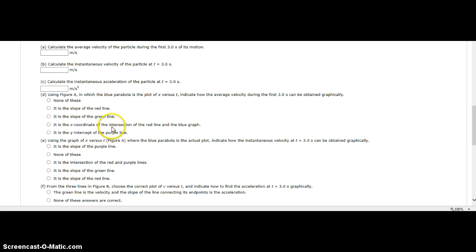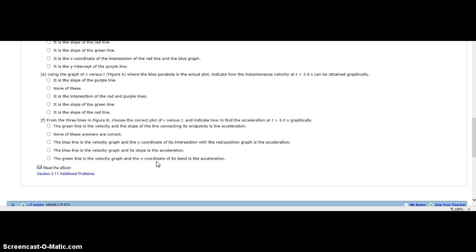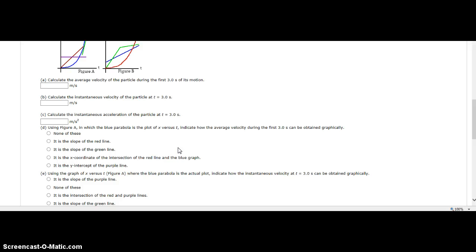And then D, E, and F are asking about the lines on figures A and B. So using figure A, in which the blue parabola is the plot of x versus t, indicate how the average velocity during the first 3 seconds can be obtained graphically. So the blue line is x versus t, and then which of these could represent an average velocity over a period of time.